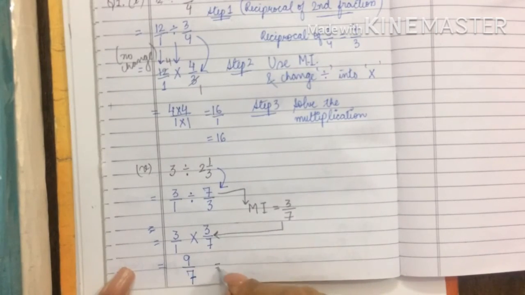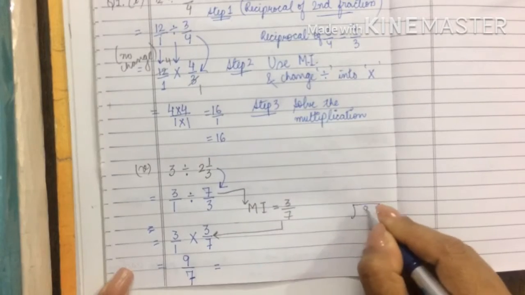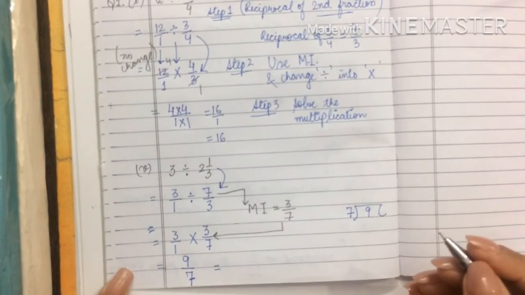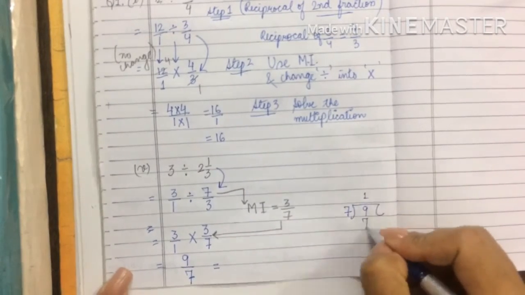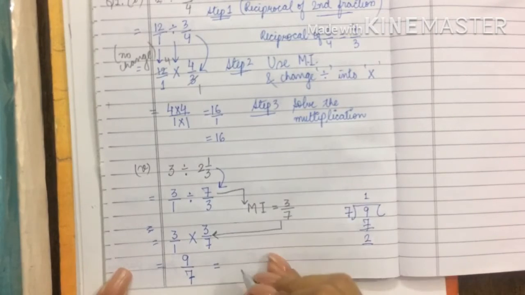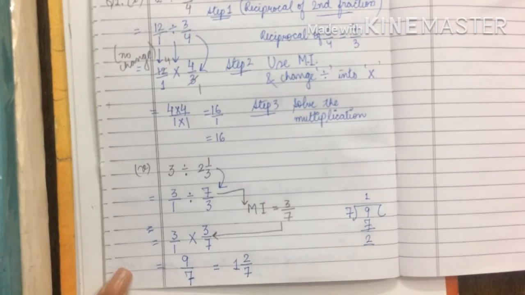Now this is an improper fraction. I'll be changing it into a mixed number. So 7 ones are 7, the remainder is 2. So the mixed number will be 1 and 2 by 7. The denominator is same.